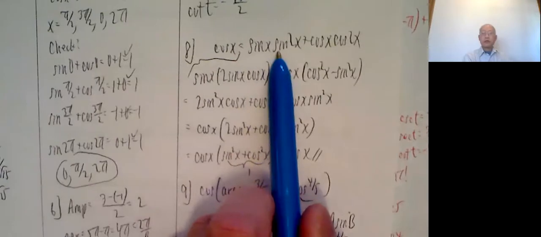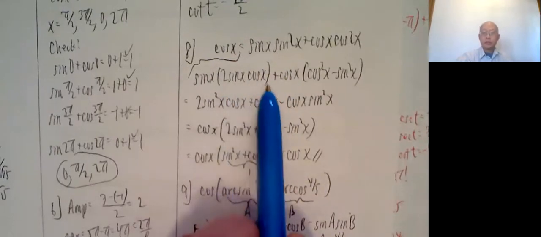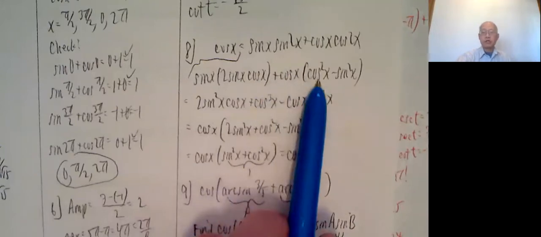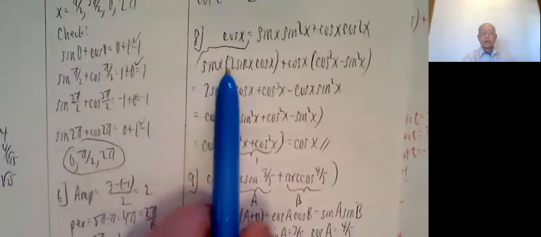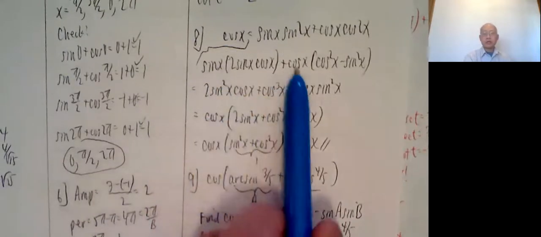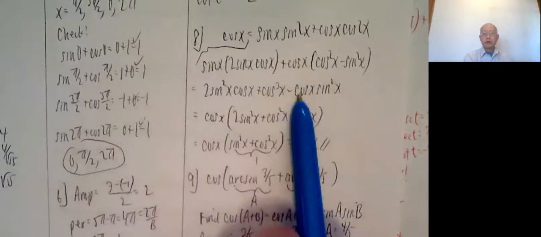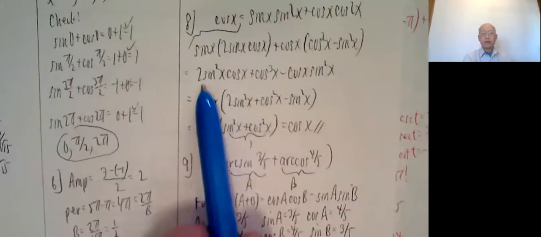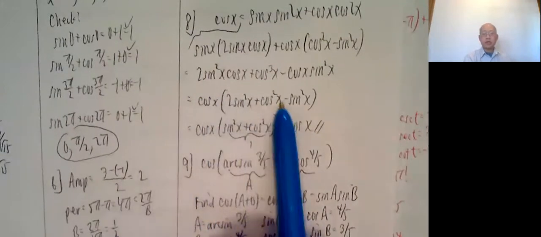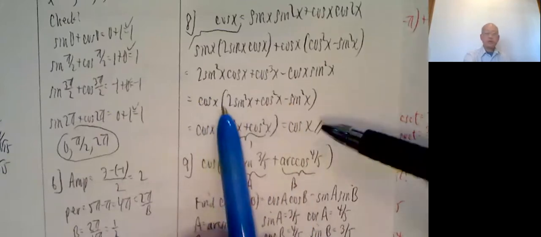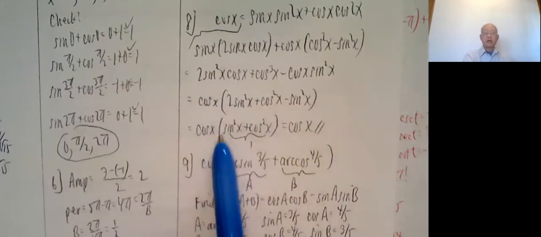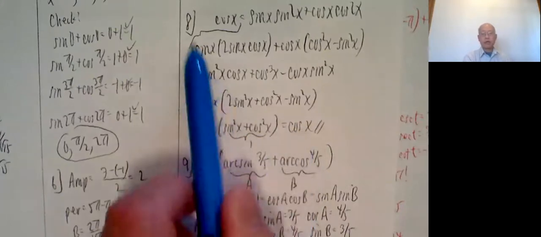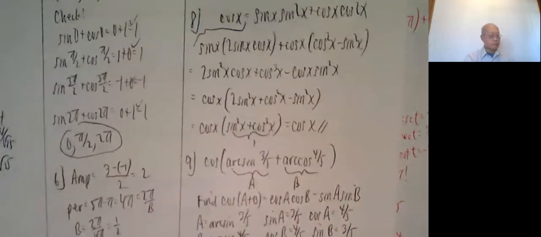All right, sine x. The formula for sine of 2x is 2 sine x cosine x, plus cosine x. The formula for cosine 2x is cosine squared x minus sine squared x. This comes out to be 2 sine squared x cosine x plus cosine cubed x minus cosine x sine squared x. The common factor is cosine x. Take out a cosine x: 2 sine squared x plus cosine squared x minus sine squared x. These two combined will leave me with sine squared x plus cosine squared x, which comes out to be 1. So cosine x times 1 is cosine x, which is what we were trying to prove over here.